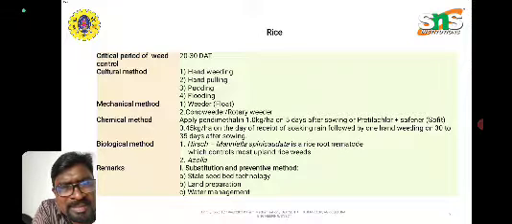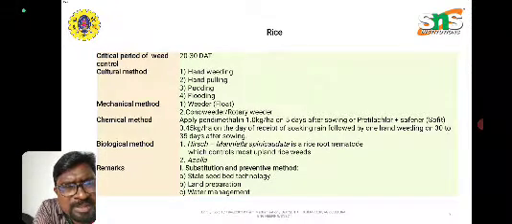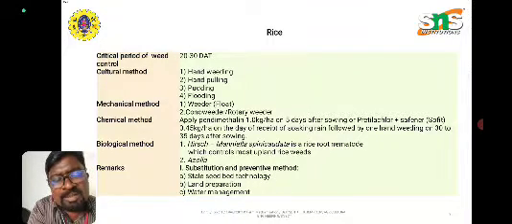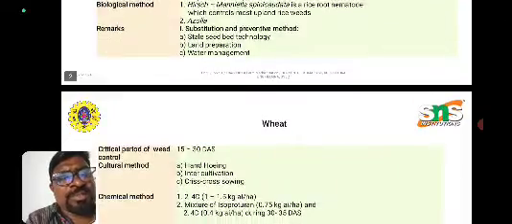As for the chemical methods, as shown in the slide, certain combinations of chemicals are applied for killing these weeds, and biological methods are also given. As for the remarks, substitution and preventive methods include stale seedbed technology, land preparation, as well as water management, by which the weeds can be controlled in rice. Let us see the next crop, wheat.